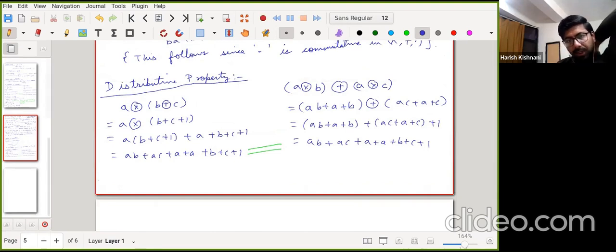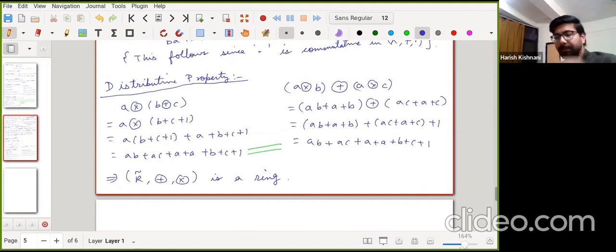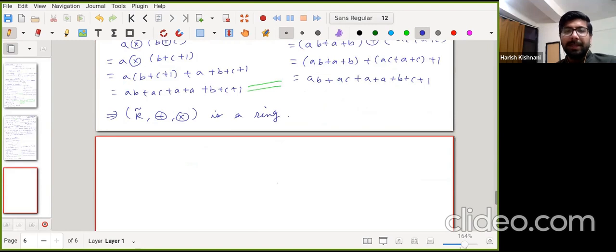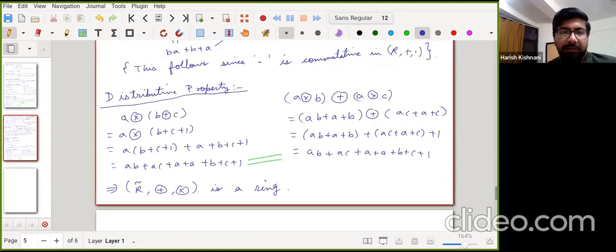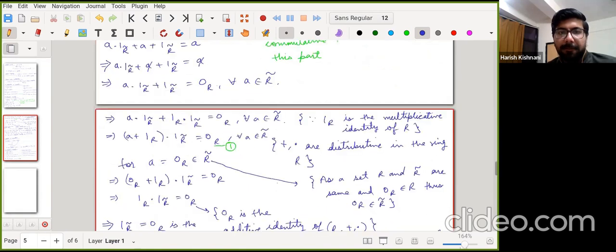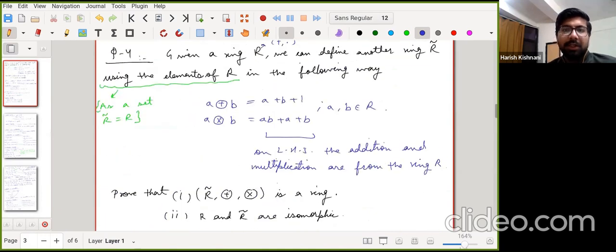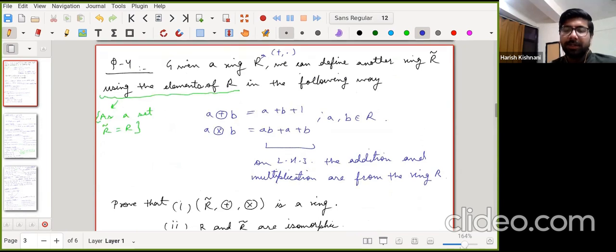So now we can just say that R tilde is a ring with the new operations that we define. Okay, and here by a ring I mean a commutative ring with unity. So that's the first part of the question. So why I have chosen this long question, so that you get familiar with the properties of the rings and how you do calculation inside a ring.